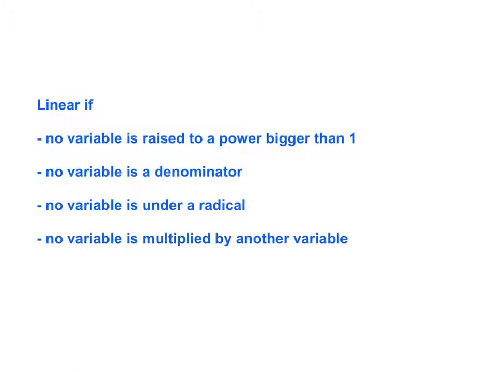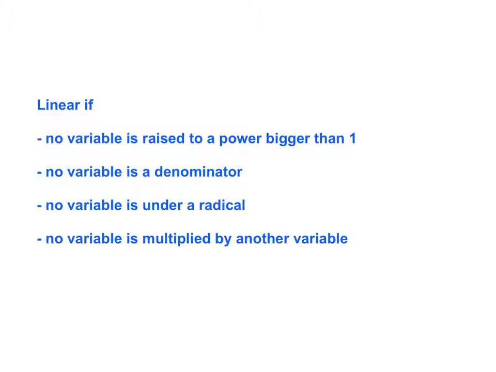Let's change that. Oh no, we can leave it. It's fine. No variable is a denominator. I'm good with that, actually. No variable is under a radical. No variable is multiplied by another variable. So when you get to your homework and it says, decide if the following are linear, if you decide that that's linear, this is what you have to say. In your homework, on your quiz, and on your test, you're going to say, it's linear because of all 4 of these things.